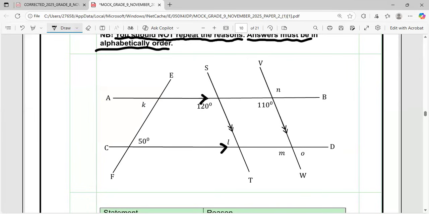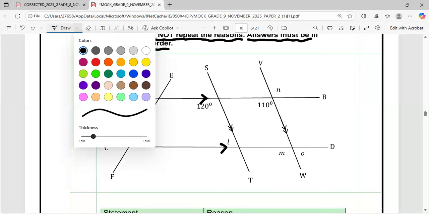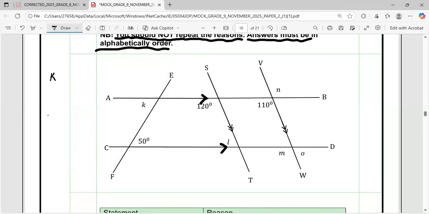K is 50 degrees because it is alternating angles. Why are they alternating? Because AB is parallel to CD. After K, we go to L.